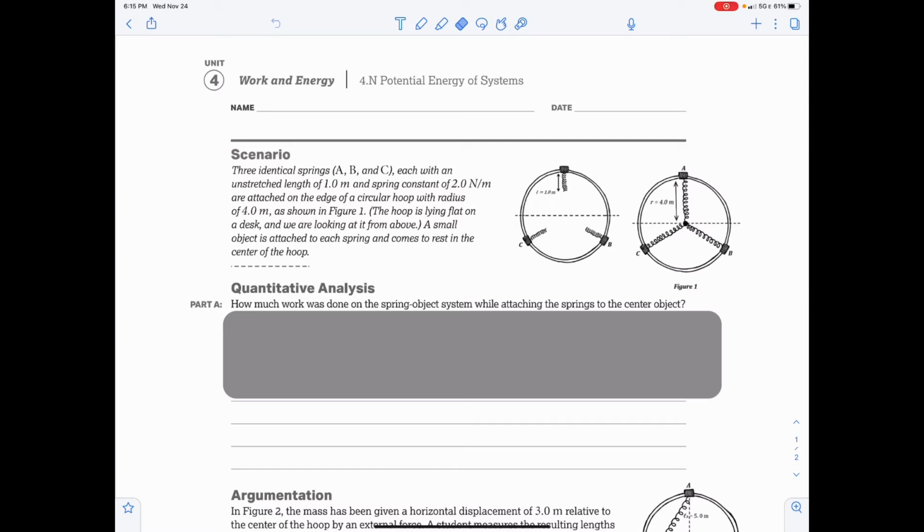AP Physics 1 Workbook, Unit 4, Work and Energy. Activity N, Potential Energy of Systems. Please remember to pause or rewind the video as necessary. Read the scenario along with me, please.